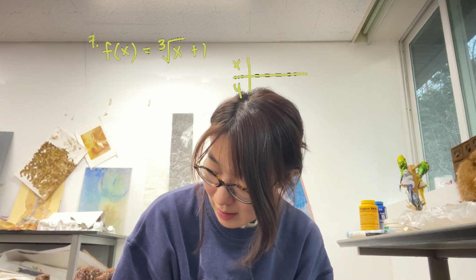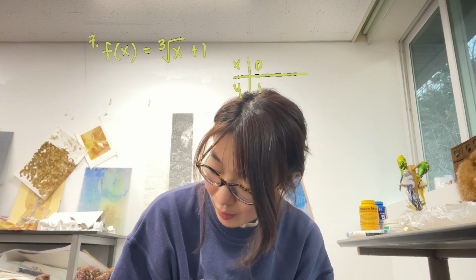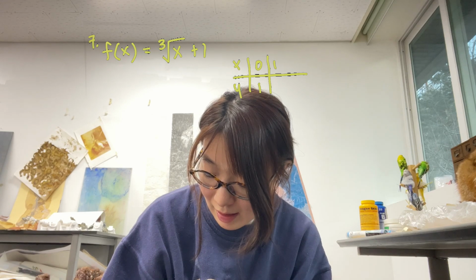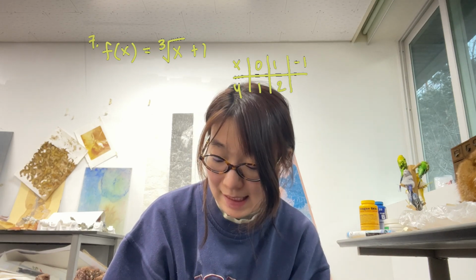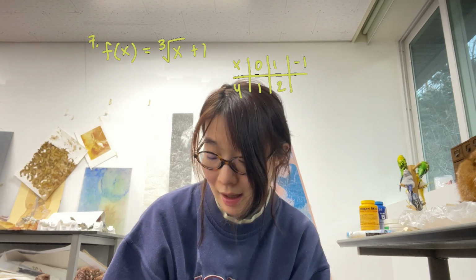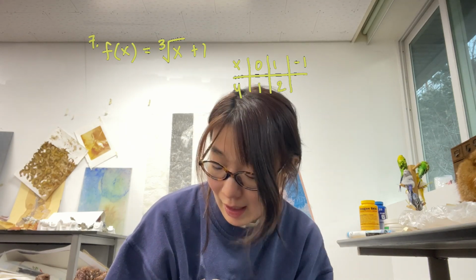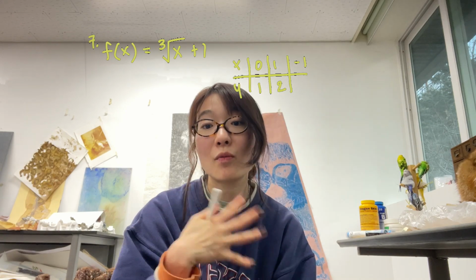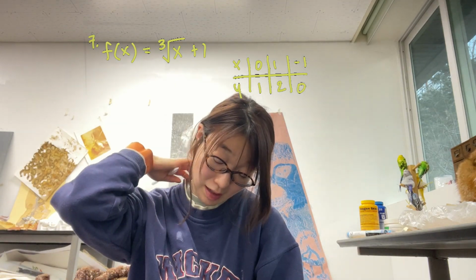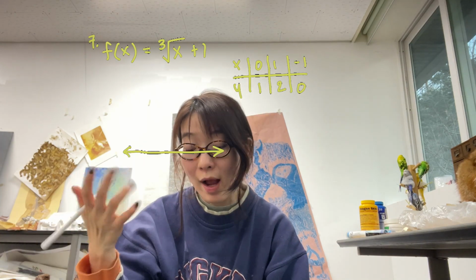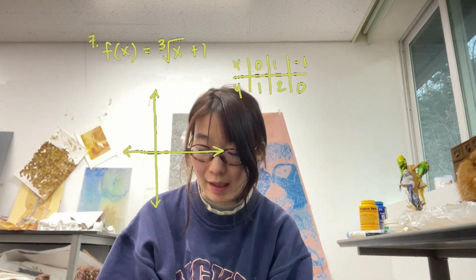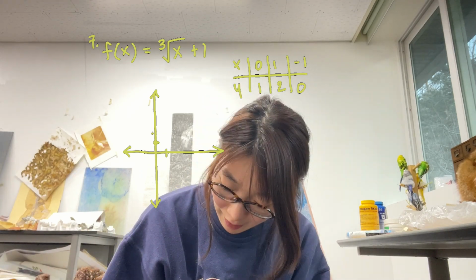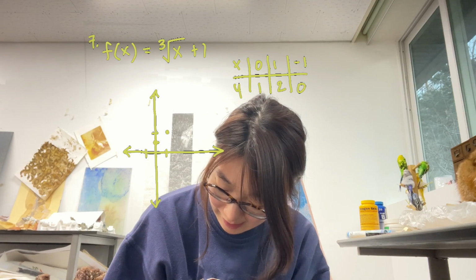Cubic root of x plus 1. Again, to make a simple table, when x is 0, y would be 1. When x is positive 1, I would get 2. And when x is negative 1, with the cubic root we would normally get negative 1, but in this case negative 1 plus 1 would be 0. Our graph would look something like this.